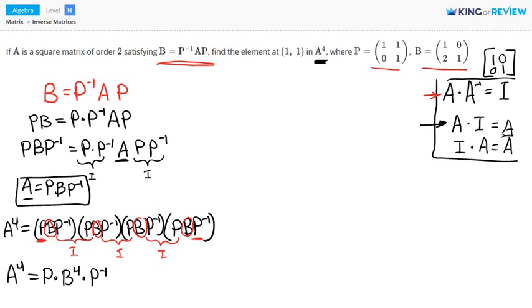So what we want to do is figure out what each of these terms are. We know what P is, that was given to us. So now we need to figure out what B to the 4th and P inverse are.